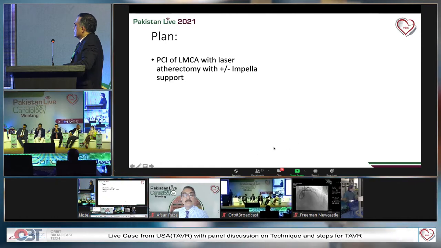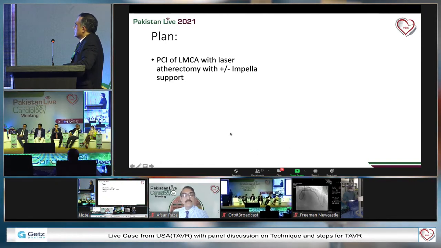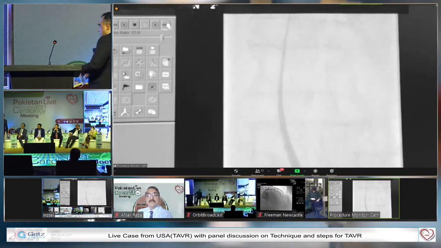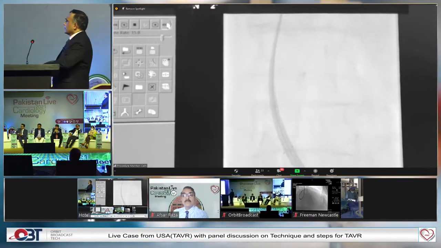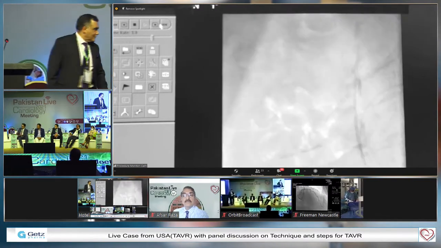Can you share this fluoro on there? We get in. Can you guys see this? Yeah, we see this. What I'm saying is we have only 10 to 15 minutes. We have to move on to the next case. Okay.